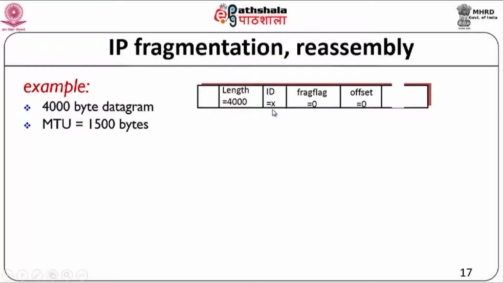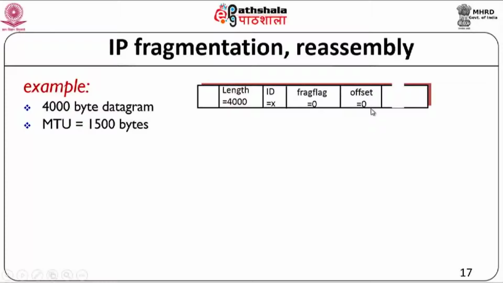Let us say it has an ID value of x. In the flags field, there is something called a fragment flag, or a more flag as it is called, which indicates that there are more fragments following this. That flag is set to a value of 0, which means there are no other fragments, just a single packet by itself.